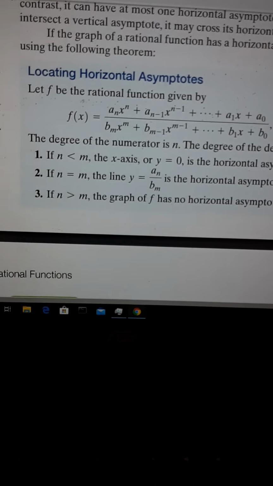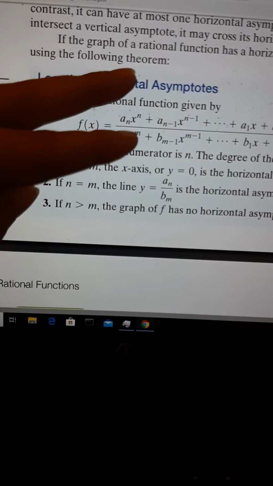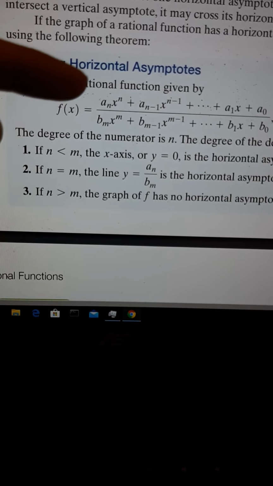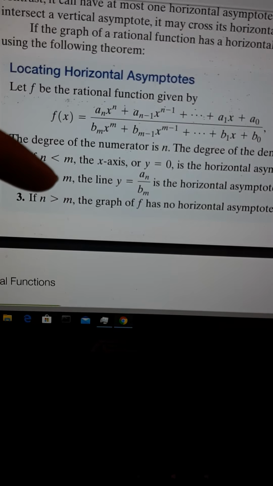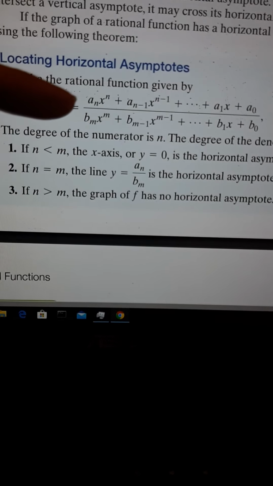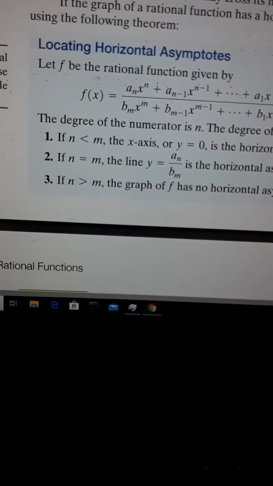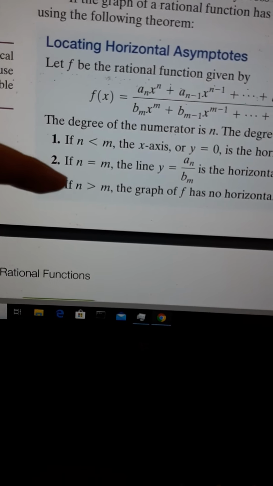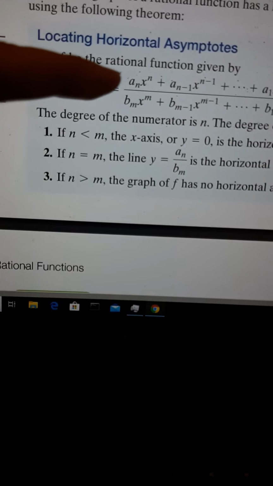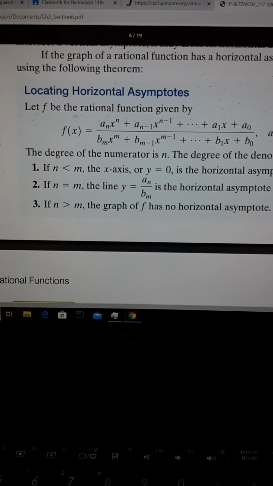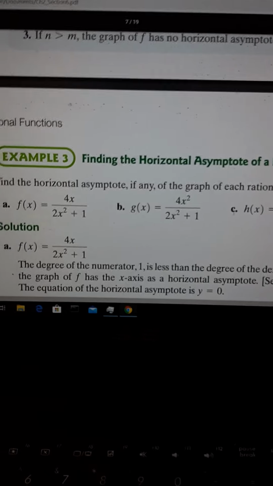For the second one, it's telling us that if they have the same exponent, let's say x squared in the numerator and also x squared in the denominator, then the line y equals the coefficient of a divided by the coefficient of b is the horizontal asymptote of the graph. We're going to see an example of that pretty soon. And finally, if the numerator has a greater exponent than the denominator, then the graph has no horizontal asymptote.